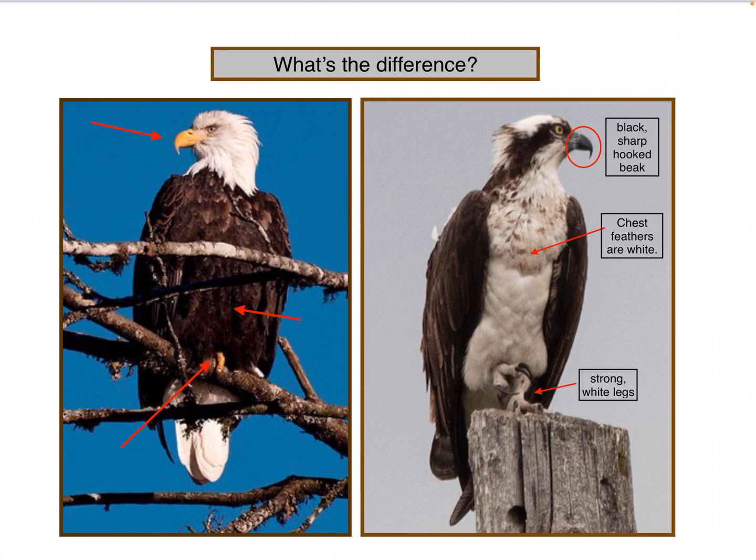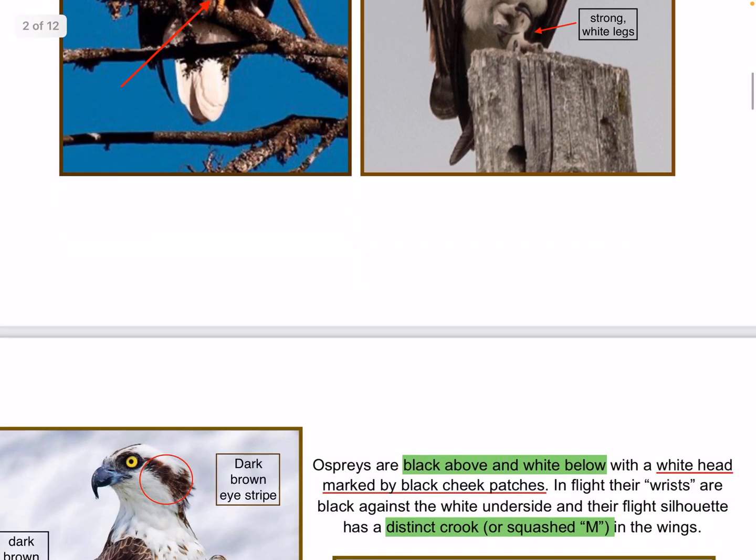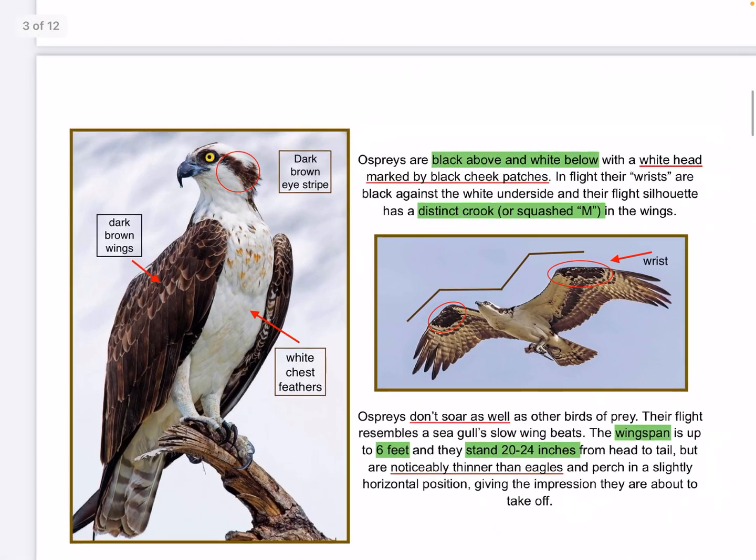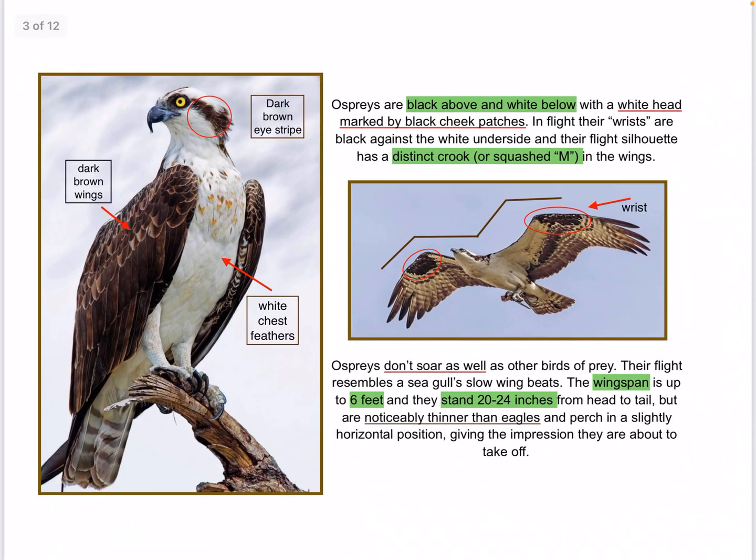There are other differences as well. If you look at the general size of the two birds, you can see that the osprey is actually a little bit thinner than the eagle. Ospreys are black above and white below, with a white head marked by black cheek patches. In flight, their wrists are black against the white underside, and their flight silhouette is a distinct, crooked, or squashed M in the wings. So let's take a look at that first.